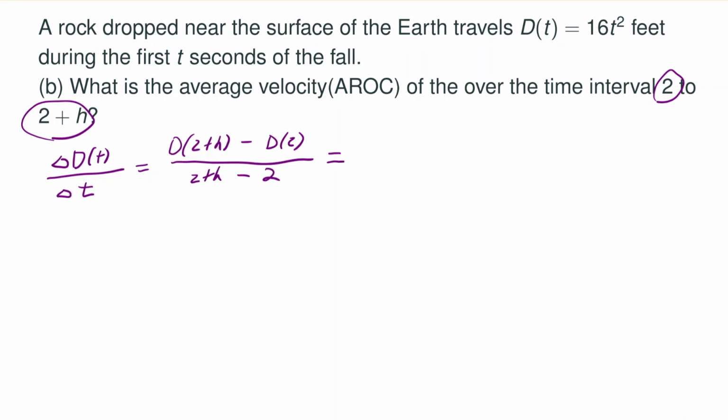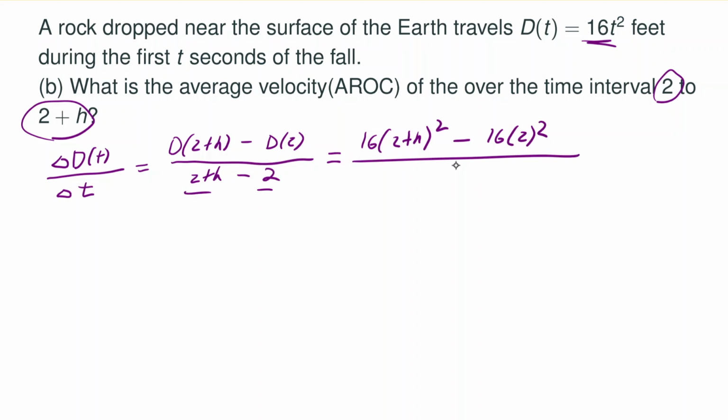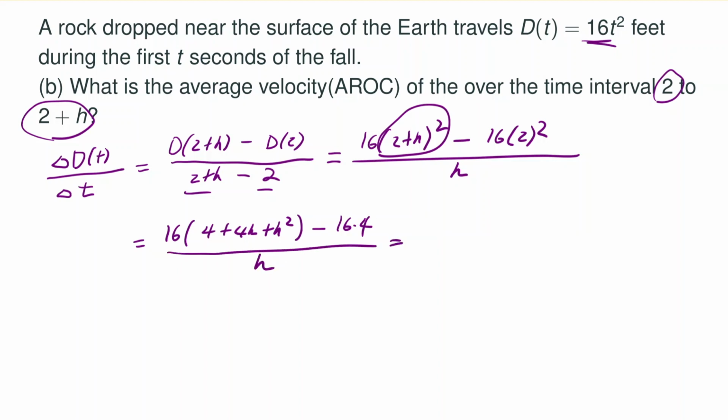So then we plug 2 plus h in here. We'll get 16 times (2 plus h) squared minus 16 times 2 squared over, this 2 cancels out, so we only have h left in the denominator. So then let's simplify. We have 16 times, we FOIL this, we get 4 plus 4h plus h squared, minus 16 times 4, over h. And we distribute this right here.